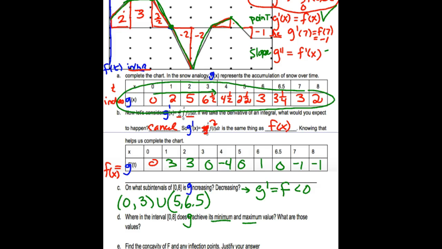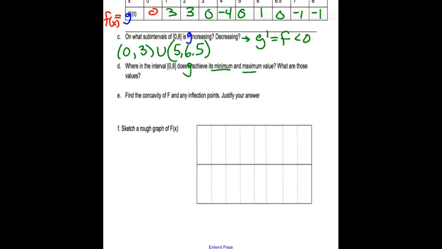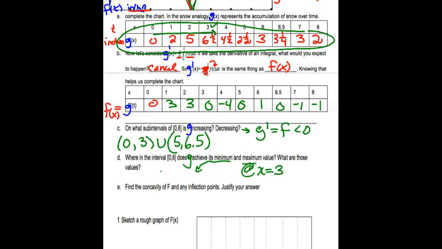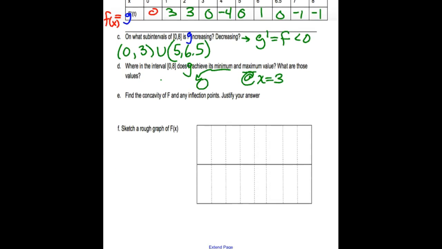We had the absolute most snow at 3, and at 3 we had 6.5 inches. So we would say that it achieved its maximum at x or t equals 3, and its minimum when, and we can even look at the chart because we've already calculated it, but I had the least amount right here at the beginning before it started to snow. So its minimum would be at 0.